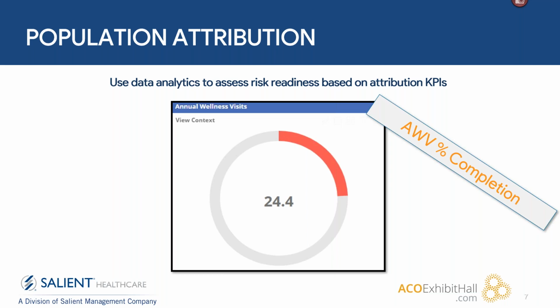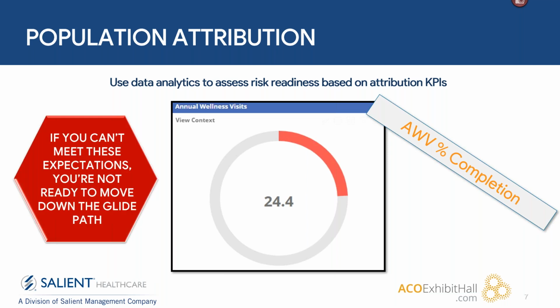Now, before I hand this back to Dr. Gray, I want to make one thing clear. Getting your attribution locked down is paramount to mitigating financial risk, which is ultimately what this presentation is about. If you can't meet the expectations provided regarding attribution, you're not going to be ready to move down the glide path to take on more risk. Dr. Gray?